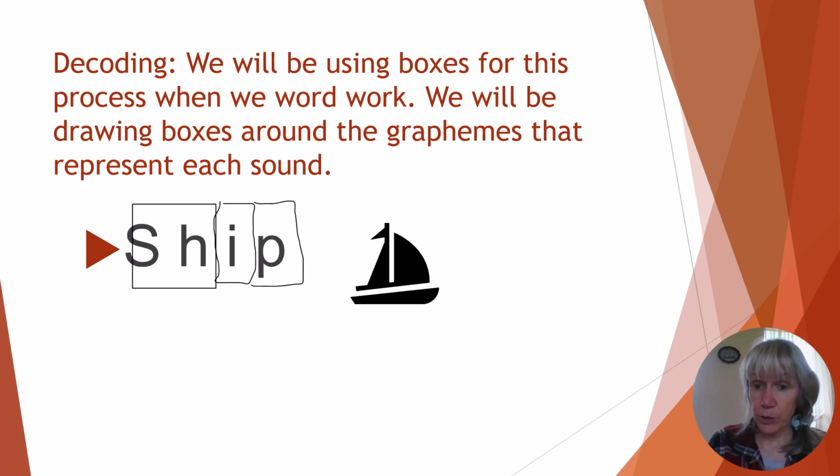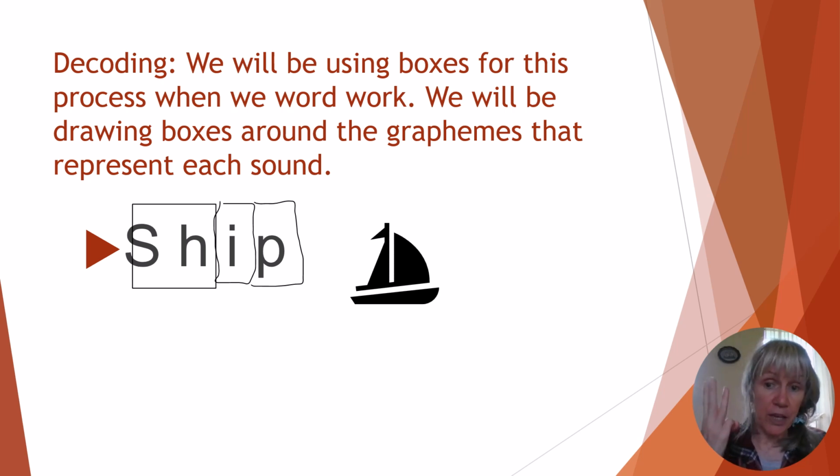I had the word ship, I'm now trying to decode it. So I put a box around the sound. The first sound I'm hearing is the sh sound, which is represented by the grapheme SH. Two letters making one sound because it's a digraph. Then I put a box around the I, the vowel sound. Then finally I put a box around the P.